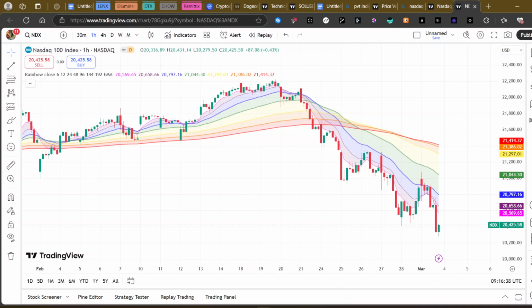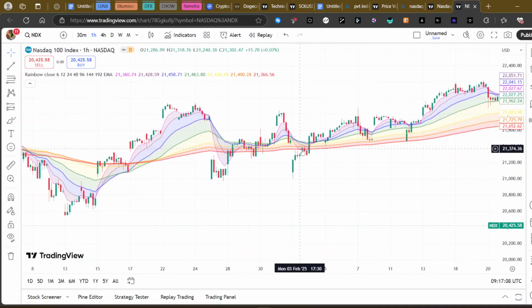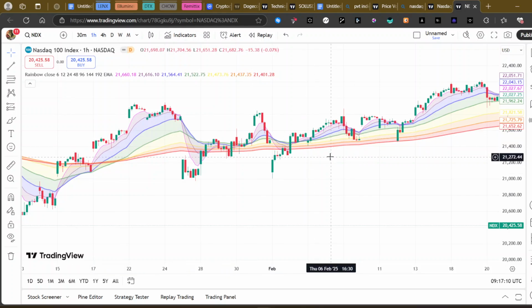Now that we understand what the rainbow moving average is, let us talk about how to actually use it in trading. So here are three powerful ways to apply this indicator. The first is identifying strong trends. When the moving averages are stacked in order with the shortest at the top and the longest at the bottom, this confirms a strong uptrend. Like what we can see here, right?